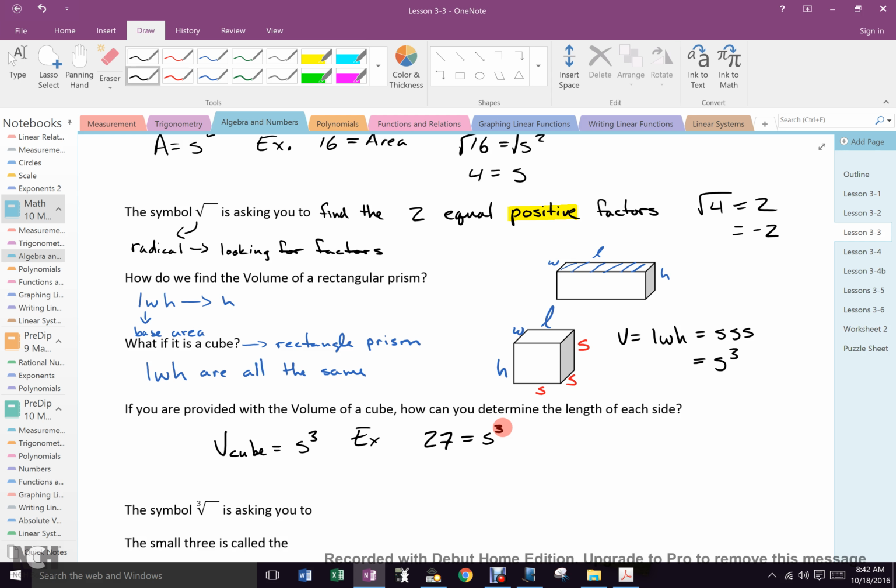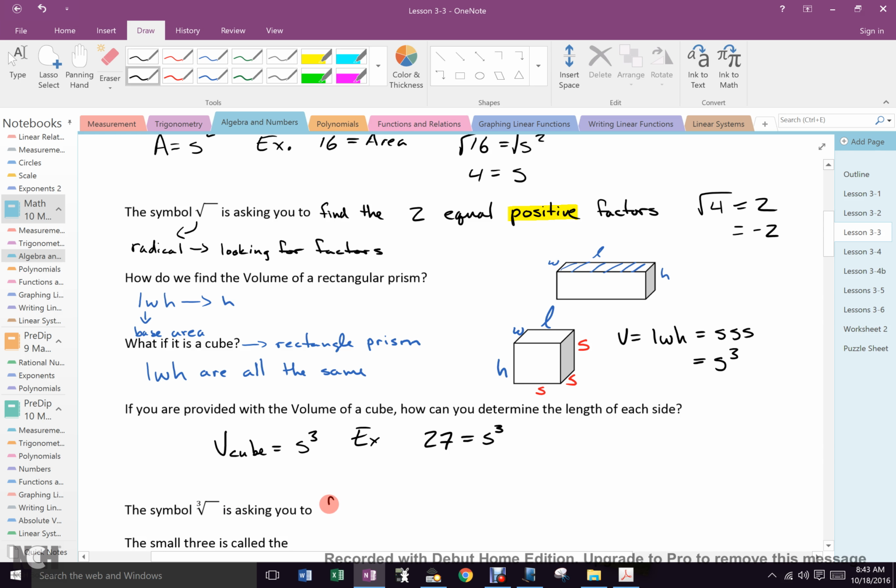3. Excellent. Why? Because there's 3 of them. It's side, side, side now. So I must need 3 equal factors. So this symbol, please look at how it is different. What is different about it? It's got that little 3 there.